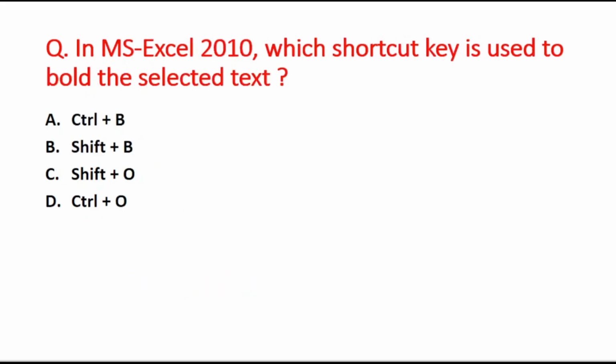Next question is in MS Excel 2010, which shortcut key is used to bold the selected text? A option is Control plus B, B option is Shift plus B, C option is Shift plus O, and last option is Control plus O. So the right answer is option A, that is Control plus B.